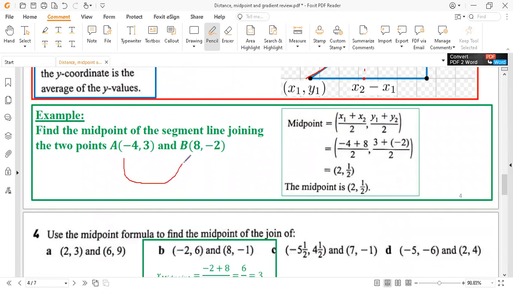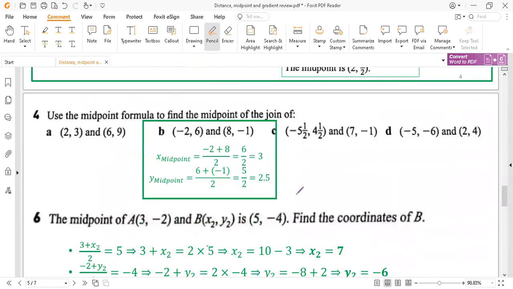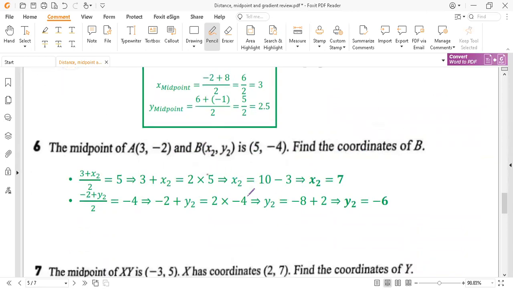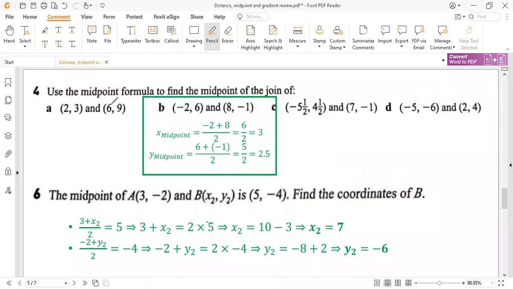So if we have 2 points and their coordinates, we can easily calculate it. For example, minus 4 plus 8 is 4, over 2 is 2. So 2 is the abscissa of the midpoint of the segment AB. And 3 plus minus 2 equals 1, over 2. So 1 over 2 represents the ordinate of the midpoint of the segment AB. Similarly, in the following exercises, we can use the same formula to find the midpoint of the join of any pair of points given in exercise 4.